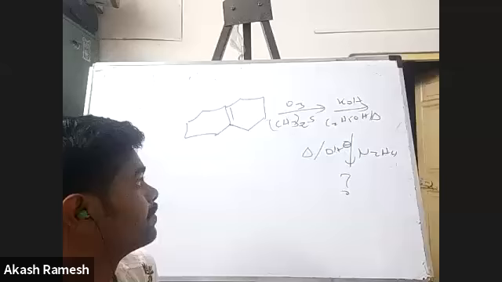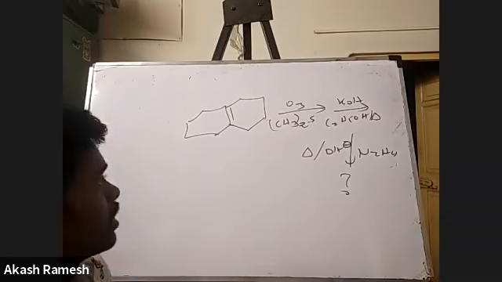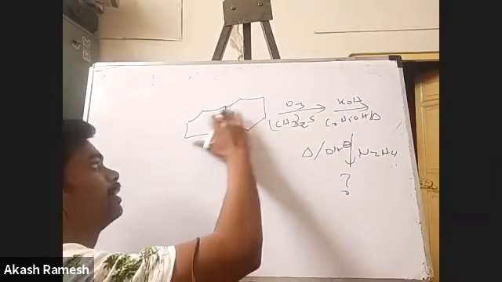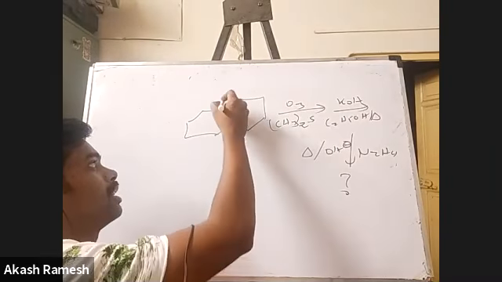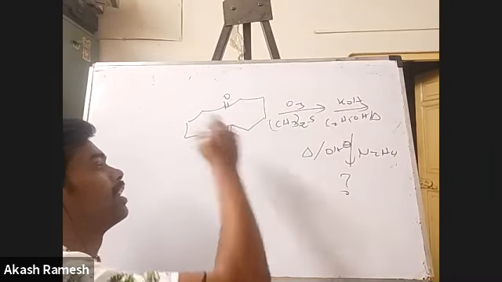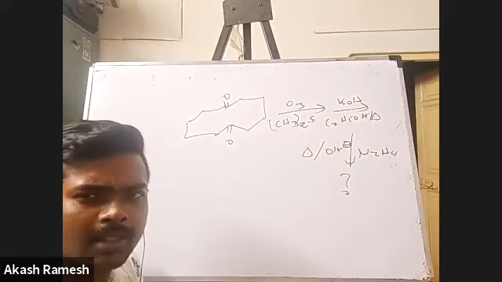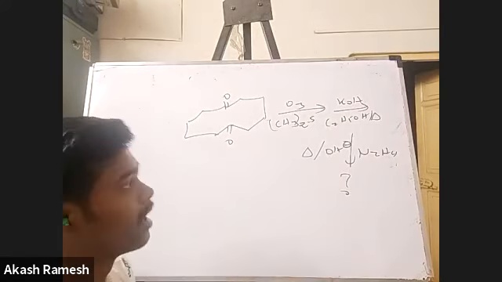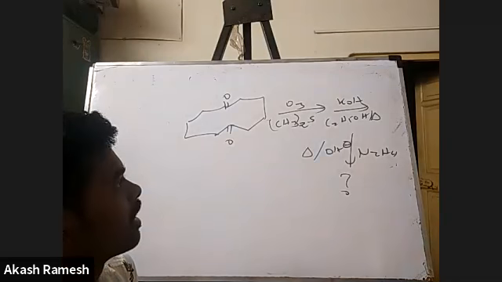I hope you're done. Right. So ozonolysis, I know what is going to happen. I'll just remove the C=C, put a C=O over here, and a C=O over here. This is very simple. Right. Okay. Now I'm going for aldol condensation.